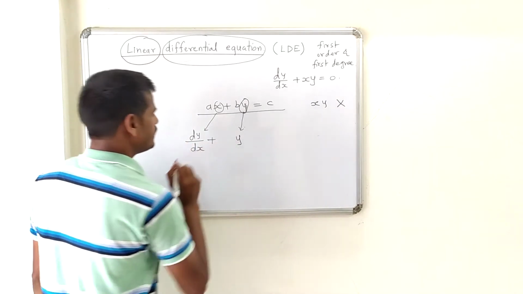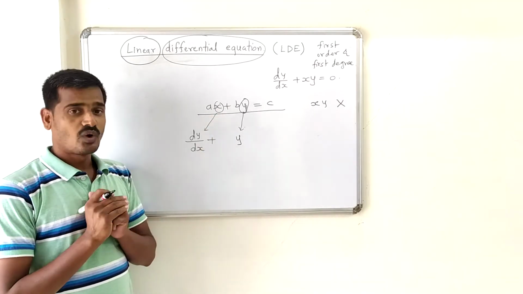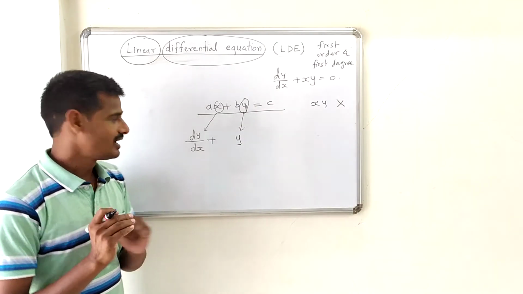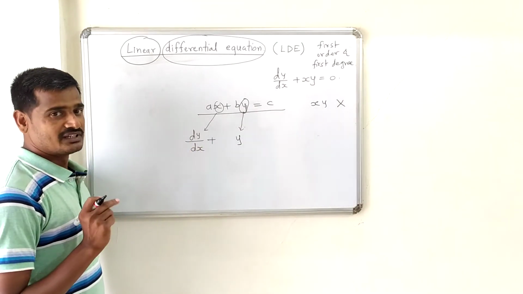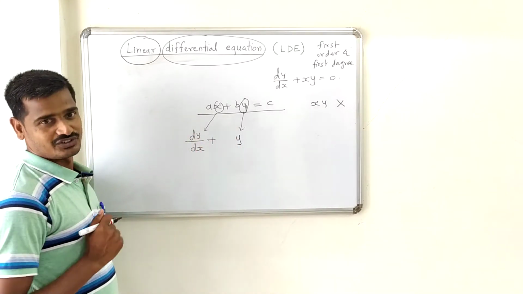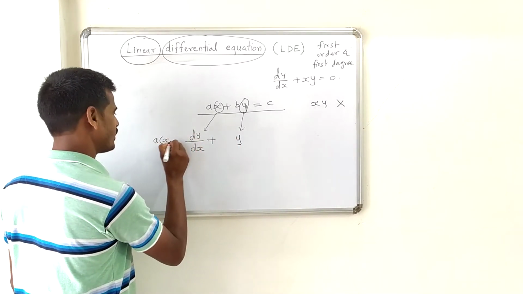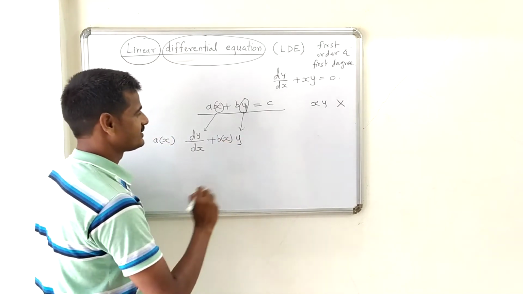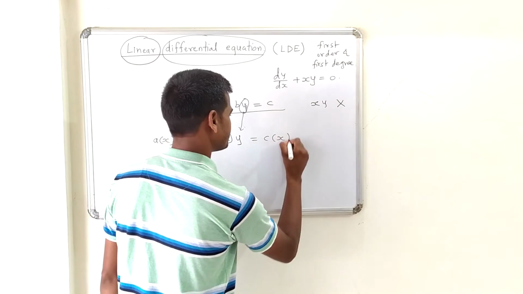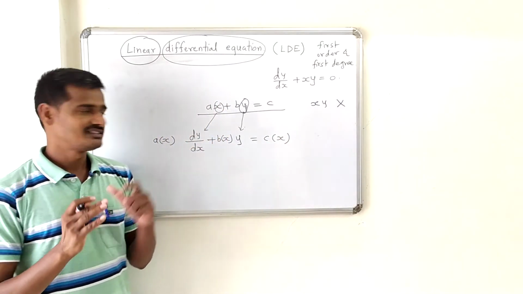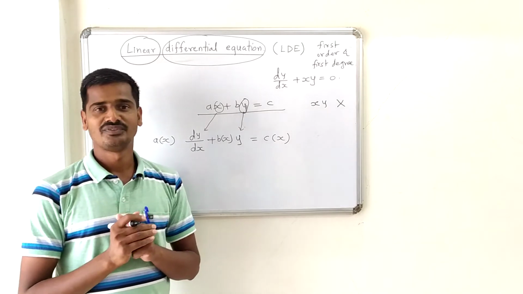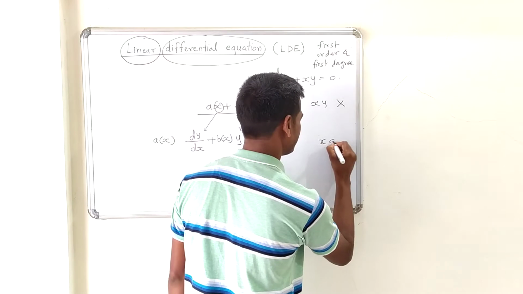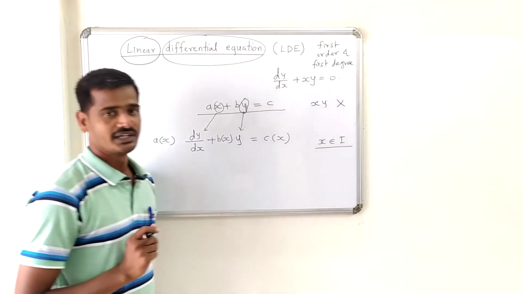In this first equation, the coefficients of x and y and the right hand side are constants. But in this differential equation, these coefficients are not constants. They are functions of x. So I will write here a of x, which is a function of x, then b of x is equal to c of x. Here a of x, b of x and c of x are continuous functions of x and they are defined over some interval. So let us say x belongs to I, some interval.